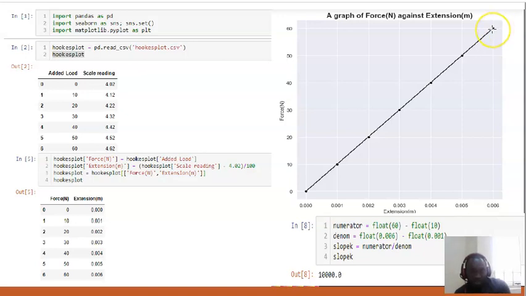So I'm using this triangle from 60 to 10 here. So 60 Newton to 10 Newton, and 0.01 to 0.06 meters. Calculating that gives me a slope of 10,000 Newton per meter. That's of course the spring constant based on Hooke's law.